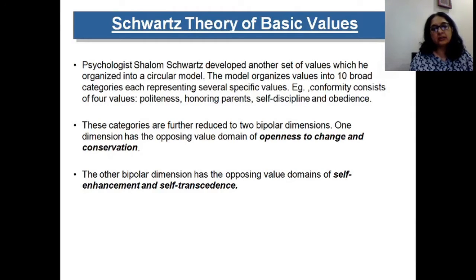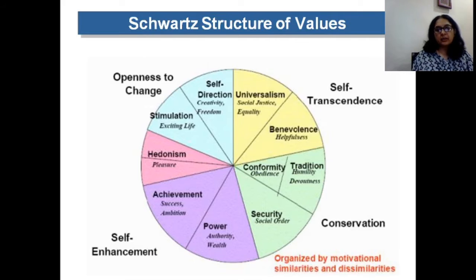Right. So these categories are further reduced into two bipolar dimensions. One dimension is openness to change and conservation. The other is self-enhancement and self-transcendence. Looking at the diagram again, you can see there are two bipolar dimensions. Bipolar, that is, they are opposite to each other. For example, openness to change, the opposite of it is conservation, and similarly you have self-transcendence on top, and just opposite to it is self-enhancement. Another thing to note in the diagram is that hedonism, which you can see between openness to change and self-enhancement, is shared by both dimensions.